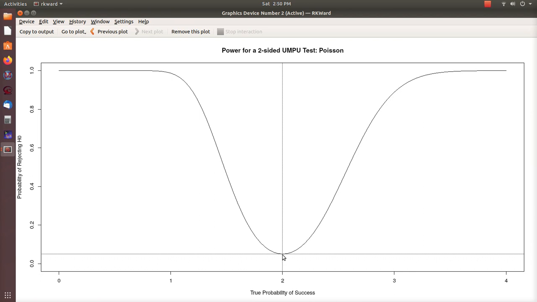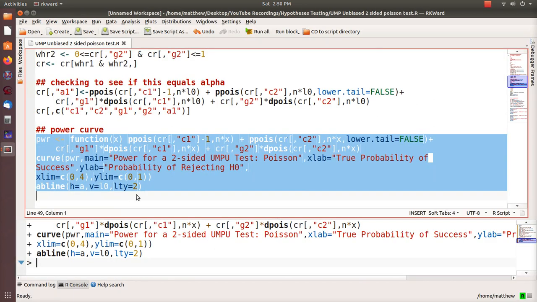So the simple is just one point at 2, and then everything else is in the alternative region. And notice that the power curve is always above this dotted line, which is 0.05, so it's unbiased, and it equals 0.05 at 2. So this is it. This is the uniformly most powerful unbiased test for this situation.